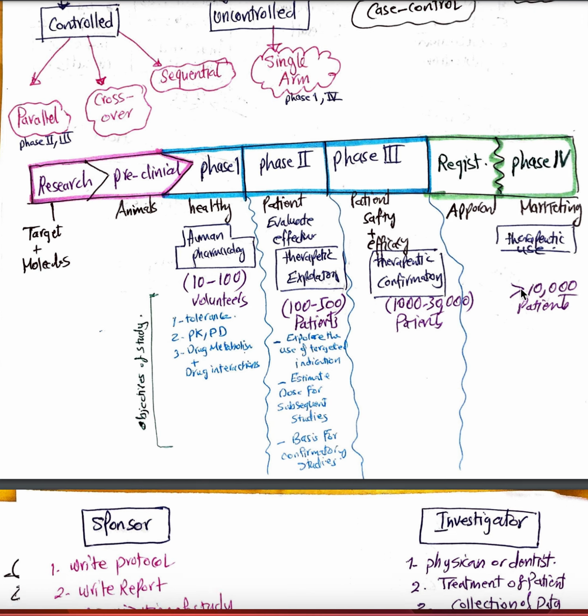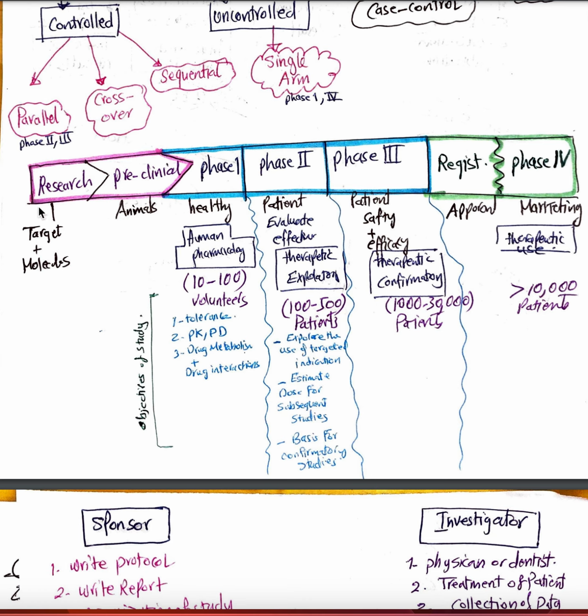Then I made this map of the phases of a clinical trial. It starts with the research, and the research is about the target and the molecules. The molecule is the drug, and the target means what the drug affects, like the enzyme or the receptor. That is under the research. Then it comes to the preclinical stage, which means we do experiments on animals to see the pharmacokinetics and the pharmacodynamics, but that happens in animals.